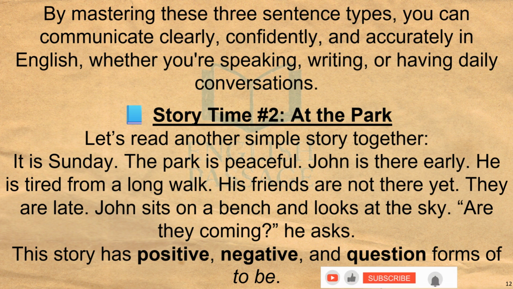Story time number 2: At the park. Let's read another simple story together. It is Sunday. The park is peaceful. John is there early. He is tired from a long walk. His friends are not there yet. They are late. John sits on a bench and looks at the sky. "Are they coming?" he asks. This story has positive, negative, and question forms of to be.